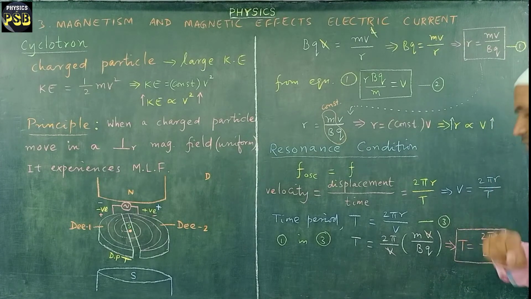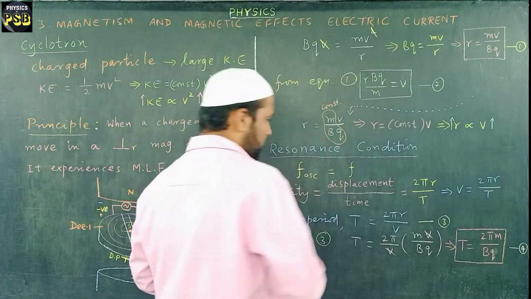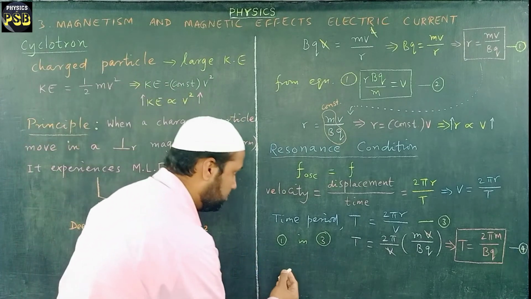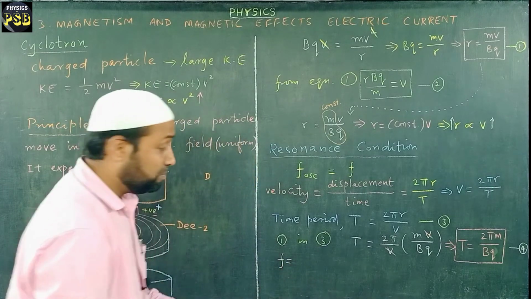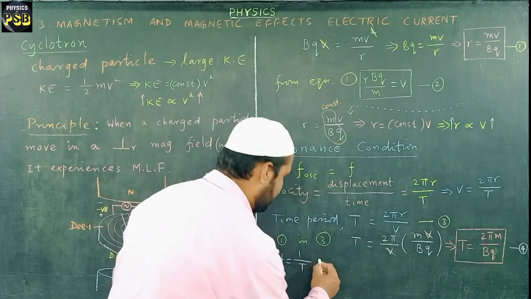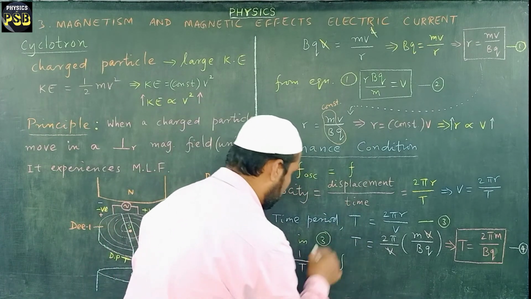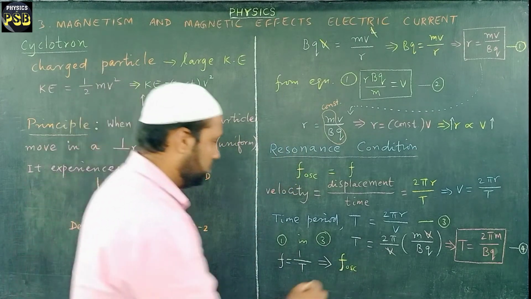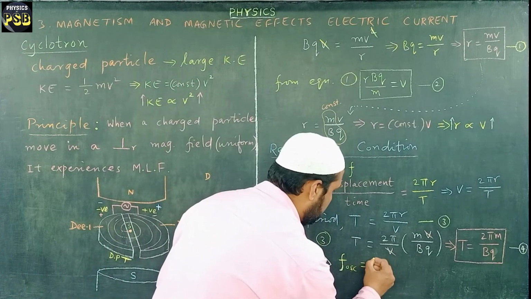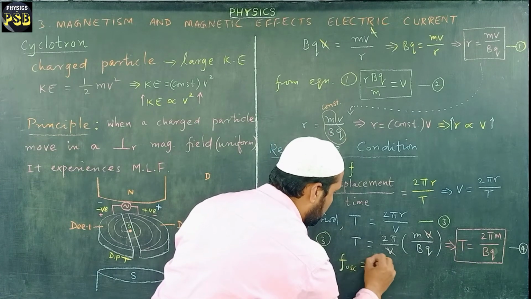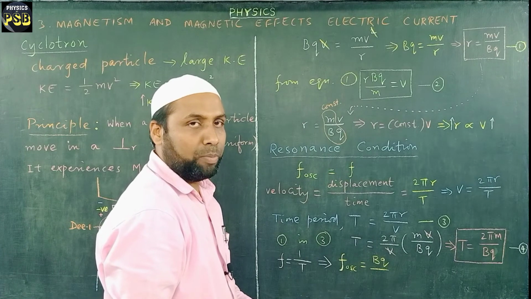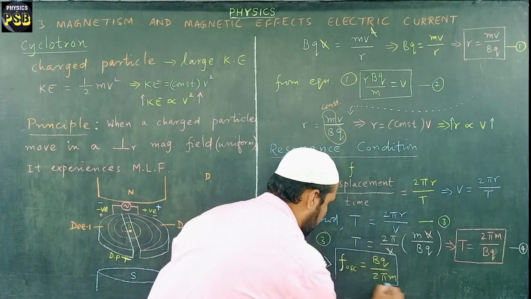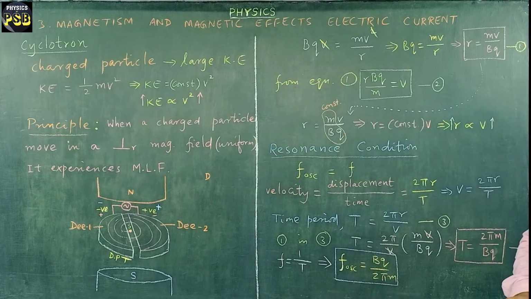Okay. Then from this, frequency of oscillator can be obtained if we take the reciprocal of this. We know f is the reciprocal of time period. So from this, frequency of oscillation because of this electric oscillator can be obtained if we take the reciprocal. So if we do so, BQ will go to the numerator and 2 pi m will come to the denominator. I box this. This gives me the frequency of the oscillator.